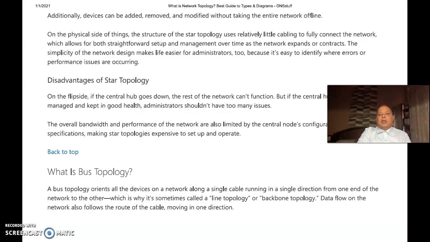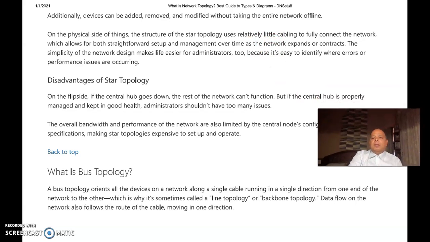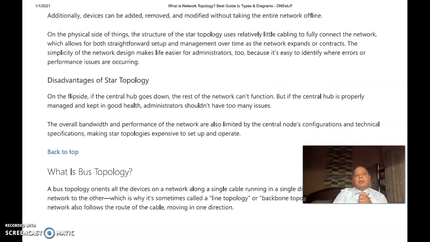And there is another advantage, like it requires little cabling to fully connect the network, unlike the other topologies where a lot of cabling is required. If you put more cables, that means there are more chances of faults in the cable, and then the entire downtime of the network will be more, right? And there are chances that there could be some faults in the cables, and then troubleshooting also becomes very difficult. So that is the main thing about the star.